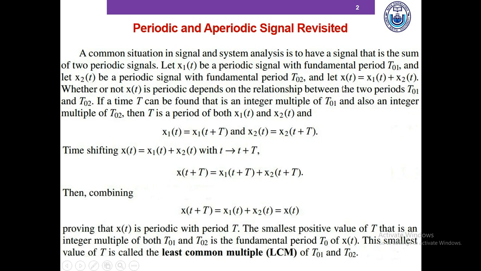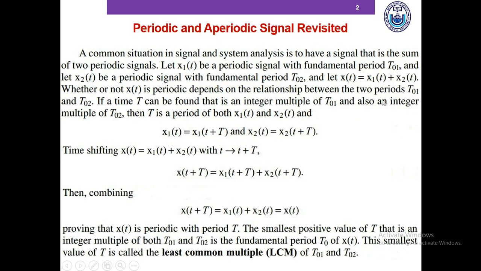So let's say x of t is equal to x1 of t plus x2 of t, that is, x of t is the sum of these two periodic signals. Now whether or not x of t is periodic depends on the relationship between the periods T01 and T02. If we can find a time capital T that is an integer multiple of T01 and is also an integer multiple of T02, then capital T is a period of both x1 of t and x2 of t. Therefore, x1 of t is equal to x1 of t plus capital T, and x2 of t is equal to x2 of t plus capital T. That's from the definition of a periodic signal.